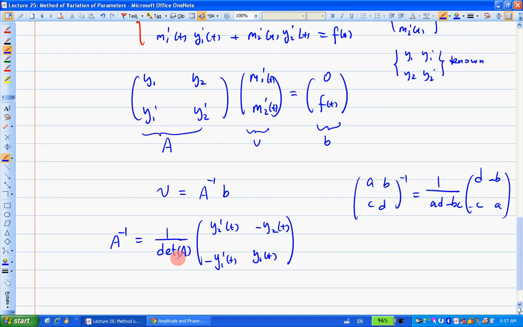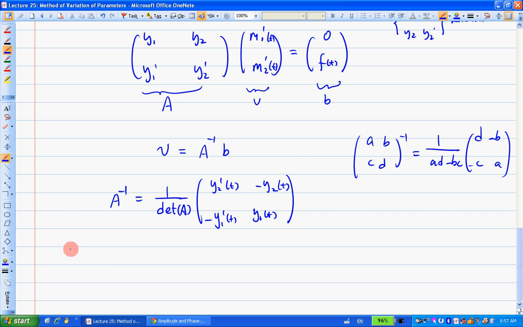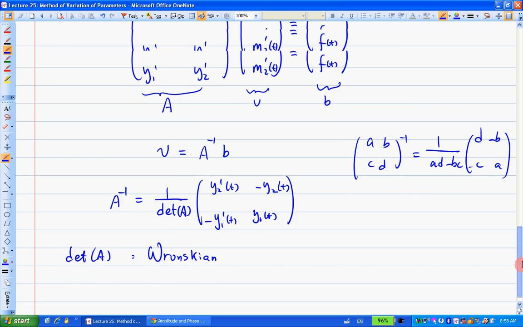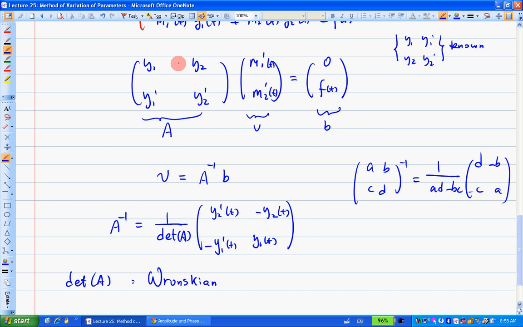So what's the determinant here? The determinant is this guy here, right? It's this y1 times this minus y2 times this. Okay? Now, this guy is also called by another name. It's not just a regular determinant, it's also called the Wronskian. So, in my particular case, I can guarantee that this determinant is not going to be 0.